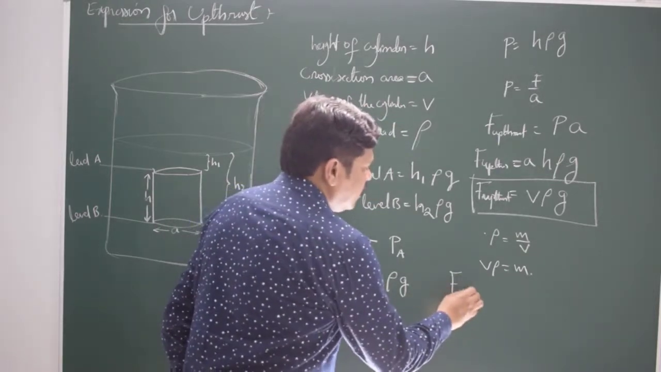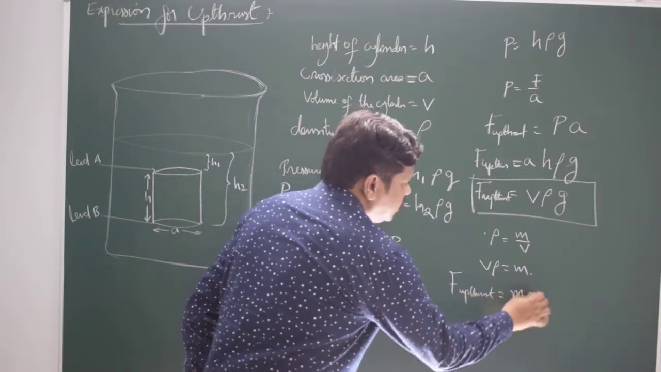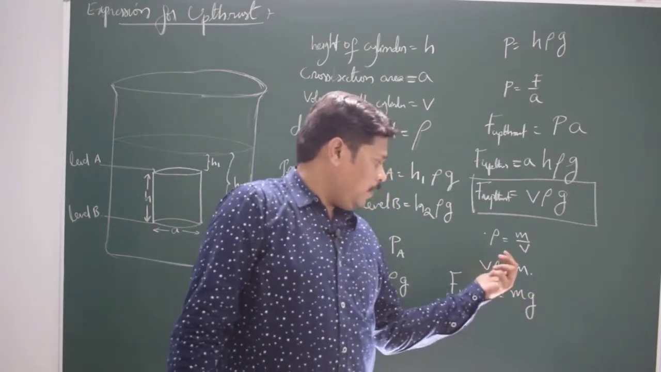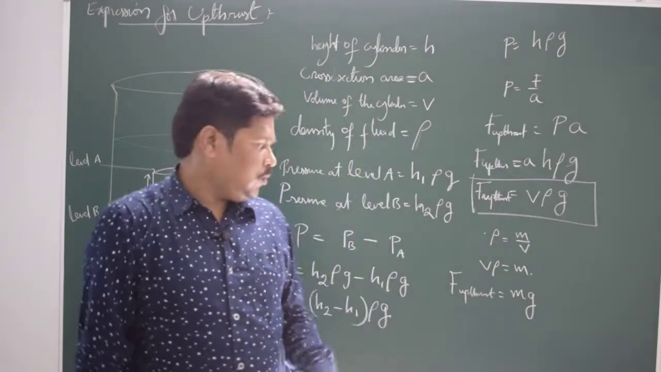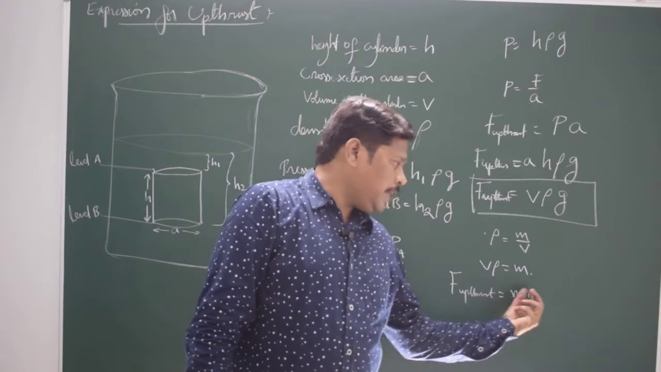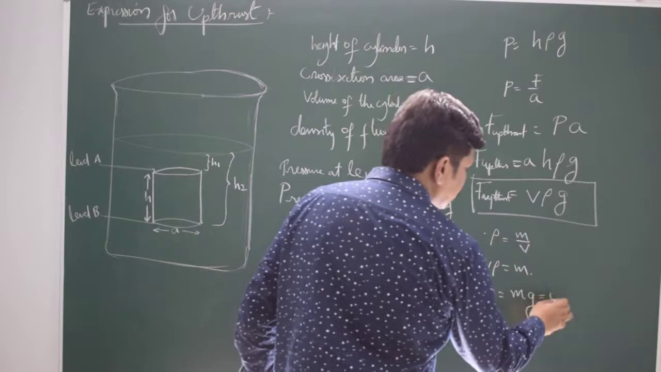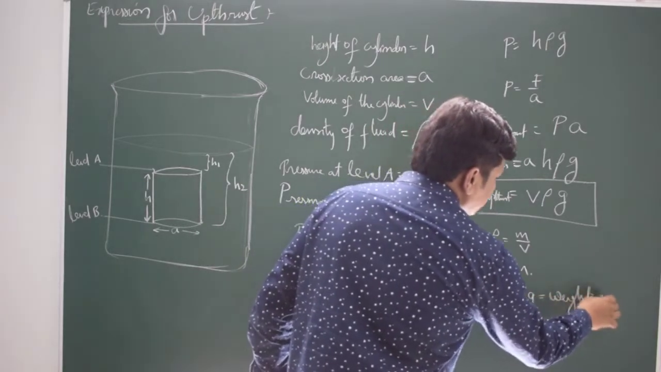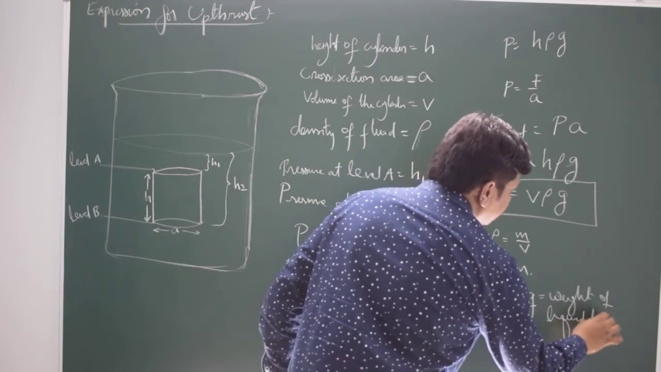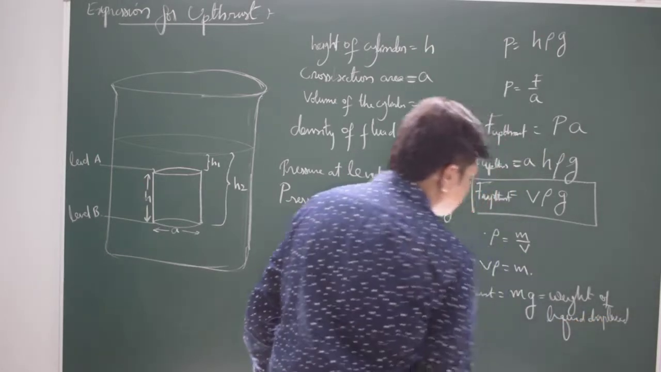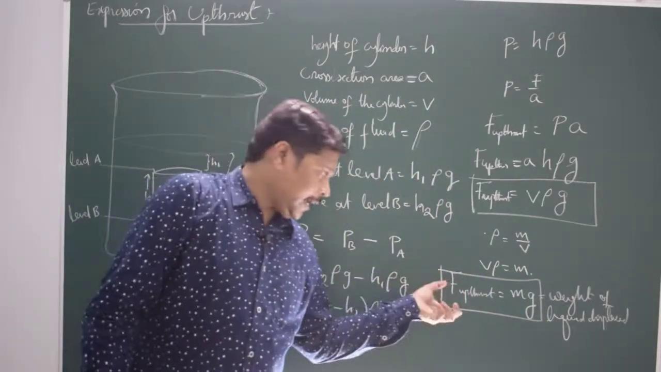So F upthrust is equal to mg. This m is nothing but the density of the liquid times the volume of the liquid displaced. So it is the mass of the liquid into acceleration due to gravity, which is exactly equal to the weight of the liquid displaced by the immersed portion of the body. So this is an important second equation.